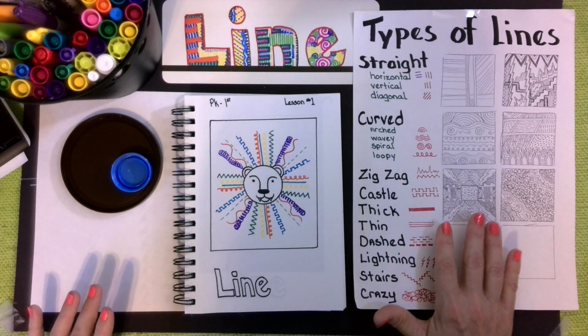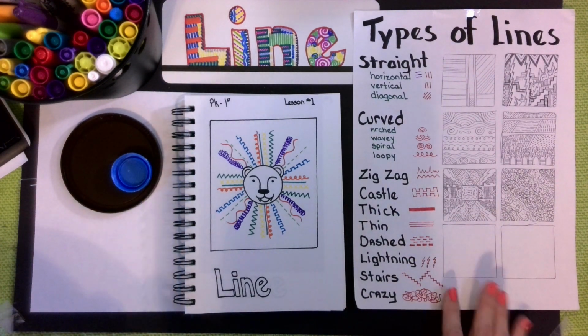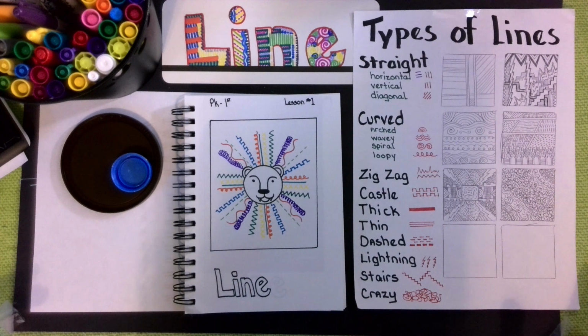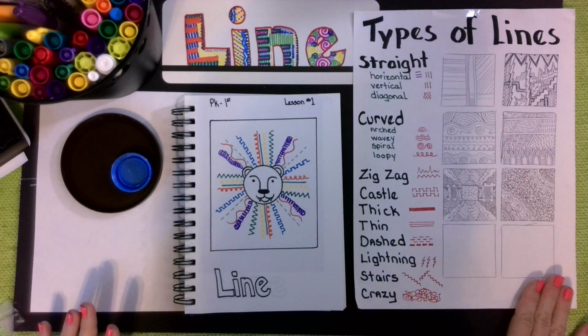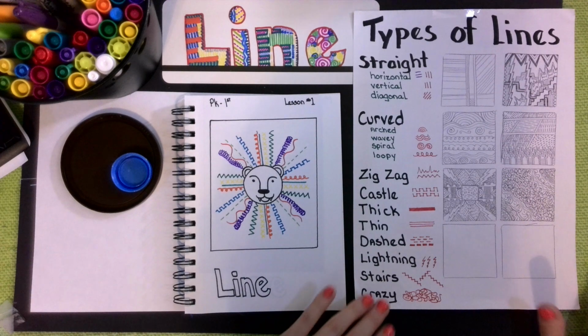And you can do the lines thick or thin, broken up to make dash lines, zigzag downwards to make lightning or even stairs. And of course, we got the crazy lines and tornado and all kinds that we can be adding to create our artworks. So let's practice some of these.